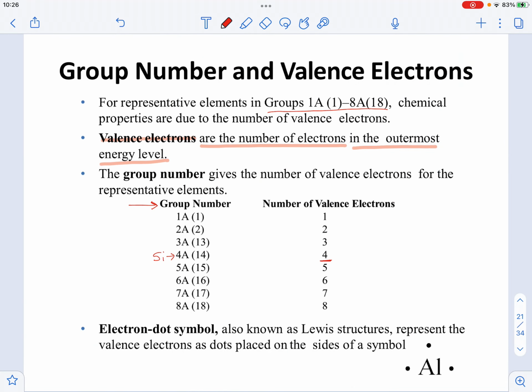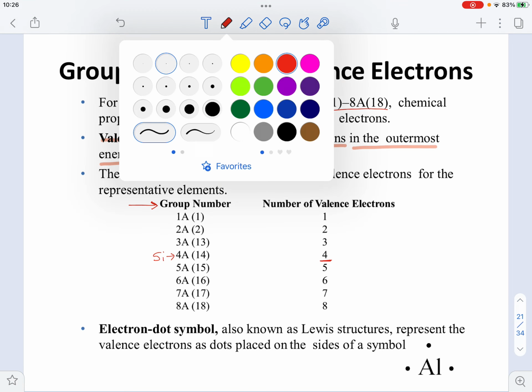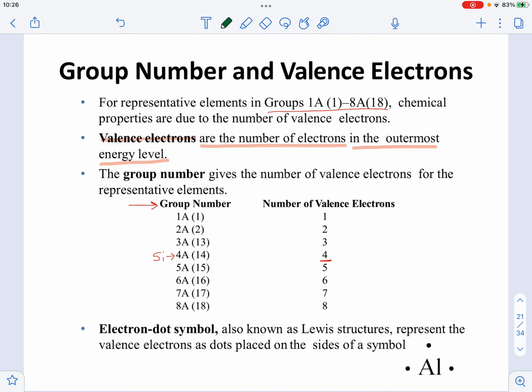Now, understand that there's an exception to the rule, and I'm just going to write it here at the bottom. In 8A, we have helium. Helium doesn't have 8 valence electrons. It only has 2 valence electrons. So that's the only member of group 8A that the rule doesn't apply to.